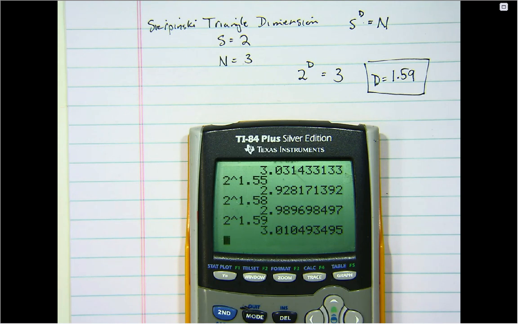So now we have a formal definition of dimension, and we are able to find the dimensions of the fractals, which are falling in between the integer dimensions.